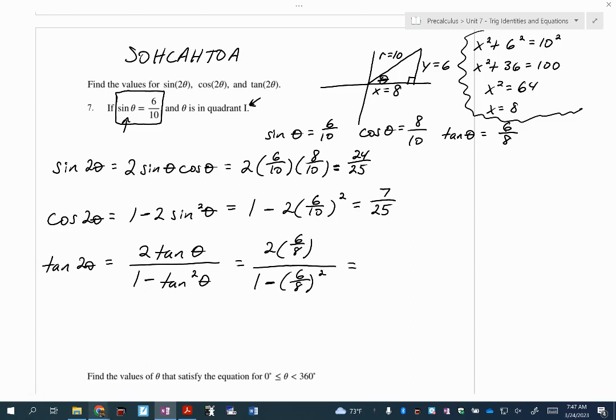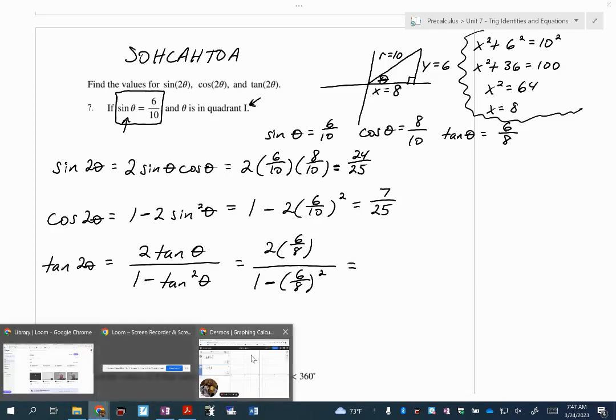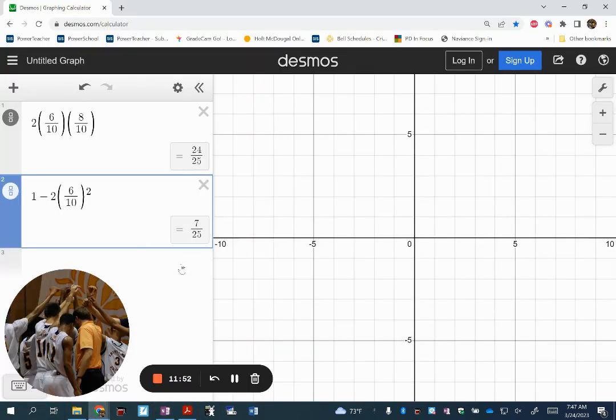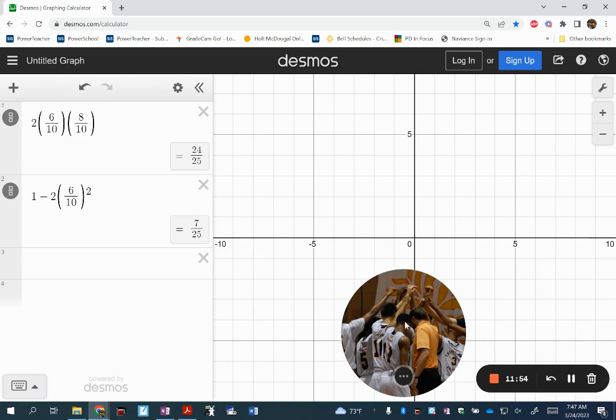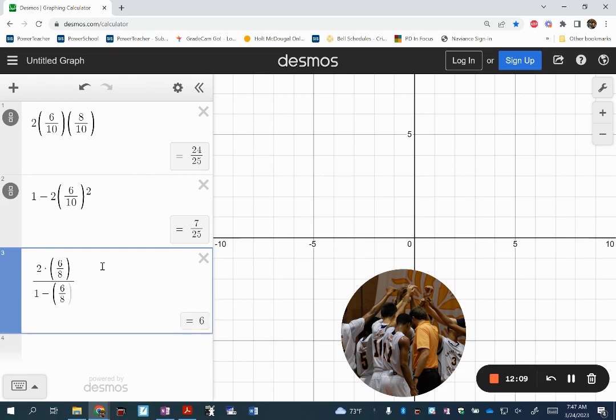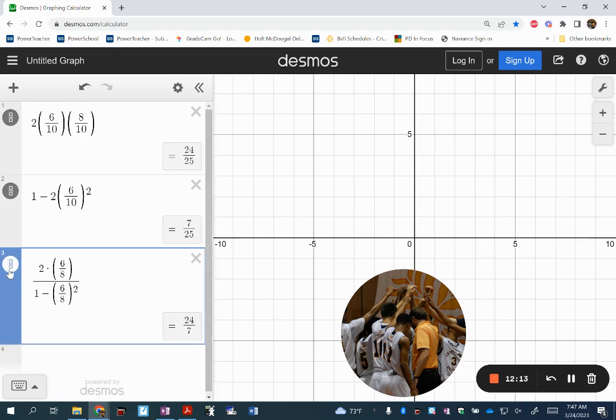All right, so go to your calculator. I'm going to move this to the side. So I have fraction 2 times 6/8 over 1 minus 6/8, all of that squared. All right, get the fraction, and you get 24 over 7.